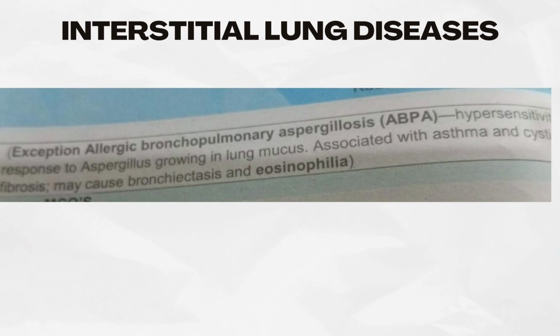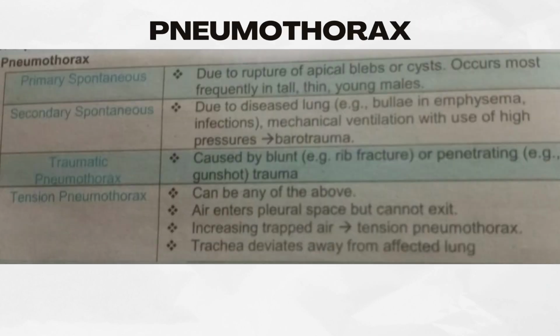The blood investigation is going to reveal no eosinophilia in all these diseases except in one case, allergic bronchopulmonary aspergillosis, which is associated with eosinophilia along with asthma and cystic fibrosis, and it may cause bronchiectasis as well. Let's talk about pneumothorax, that is Davidson's point 106.